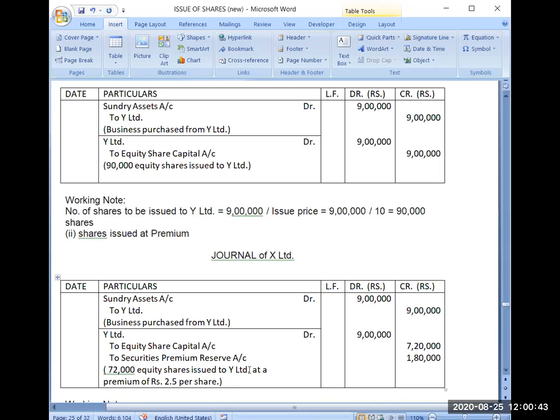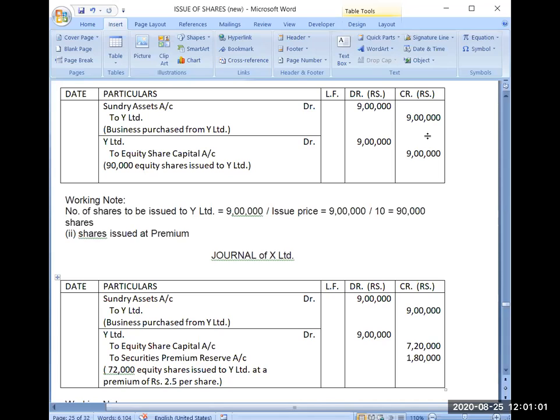For every time to find the number of shares, we have to divide by the issue price. Yes, one query is there: whenever we have to find the number of shares to be issued, we have to divide the purchase consideration amount by the issue price. Yes, it is like that.